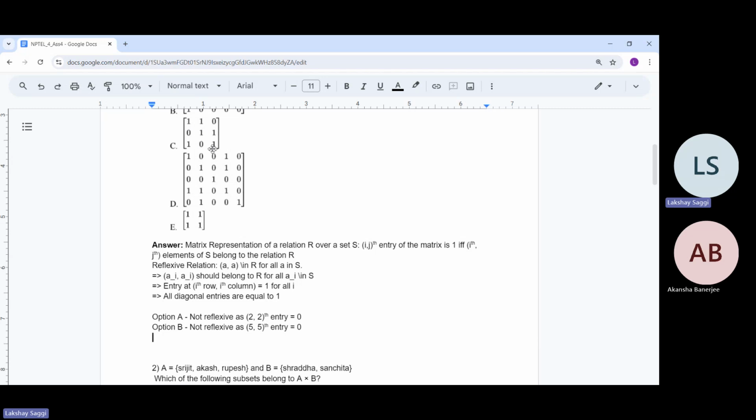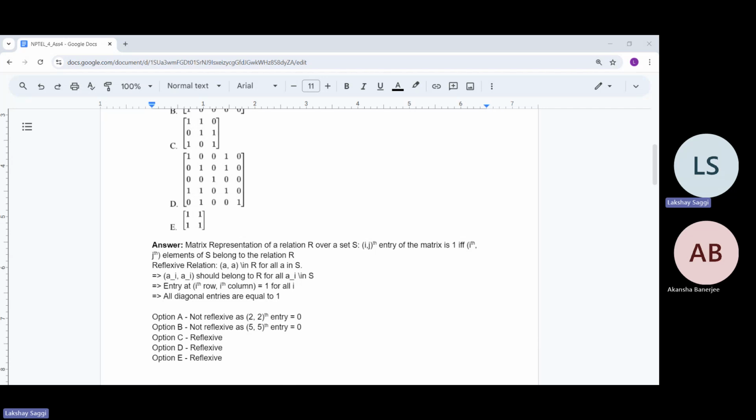Now we see option C. In option C, we can see that all diagonal entries are 1. So option C is actually reflexive. Similarly, option D. In option D, we see that again all diagonal entries are 1. We only have to see the diagonal entries. Other entries do not matter to us in case of reflexive relations. So option D is also reflexive. And similarly, option E is also reflexive.